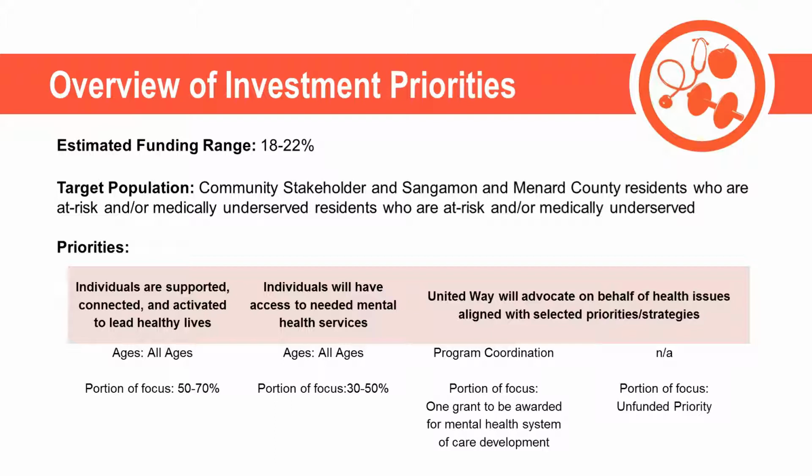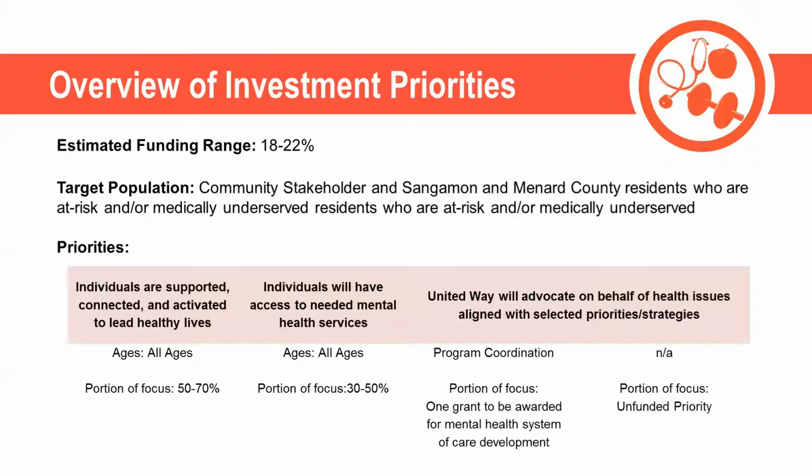The portion of focus is listed to show you that if we had perfect applications come in for all of our priorities, this is how we estimate our funding to be distributed. It would fall within these ranges. Now, just because say we receive no mental health applications, they would not set aside 30 to 50% of funds and go seeking that out necessarily. They would invest what they can and what they should into the single priority area if necessary. Not that that's going to happen.